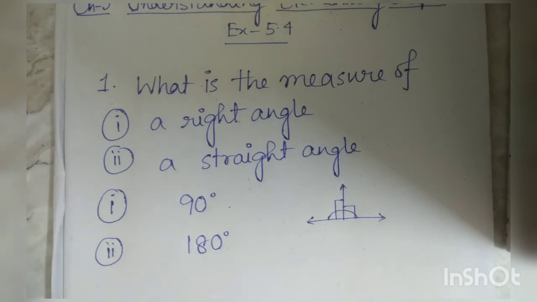What are the measurements of what angles? We have already known so many angles: acute angles, more than 0 degree, less than 90 degree; obtuse angle, more than 90 degree, less than 180 degree; right angle obviously 90 degree, straight angle obviously exactly 180 degree, complete angle 360 degree, and reflex angle more than 180 degree and less than 360 degree. Now let's come to the next question.